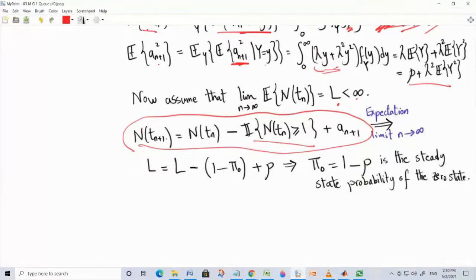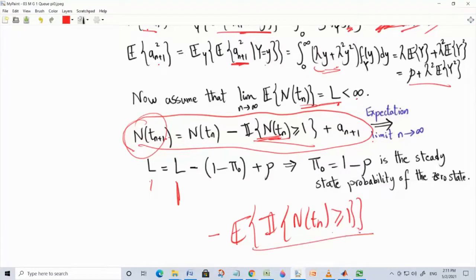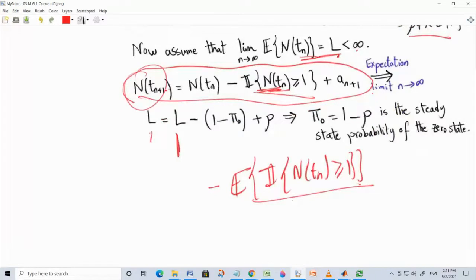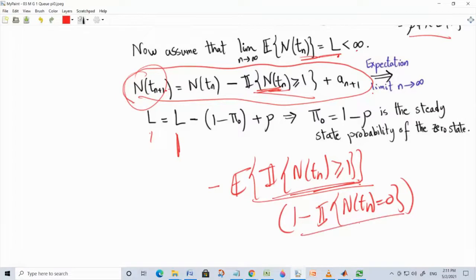Assuming that the expectation of N(tn) is some finite number that exists, you can take expectation of both sides. Under this assumption, after taking the expectation and taking the limit, this will be the limit L, this will be the limit L, and what will this expectation be? We have the expectation of the indicator that N(tn) is greater than or equal to 1. This is the expectation of the indicator that the number of customers in the system is 1 or more. You can write this indicator as 1 minus the indicator that the number of customers in the system immediately after the departure of the nth customer is equal to 0.